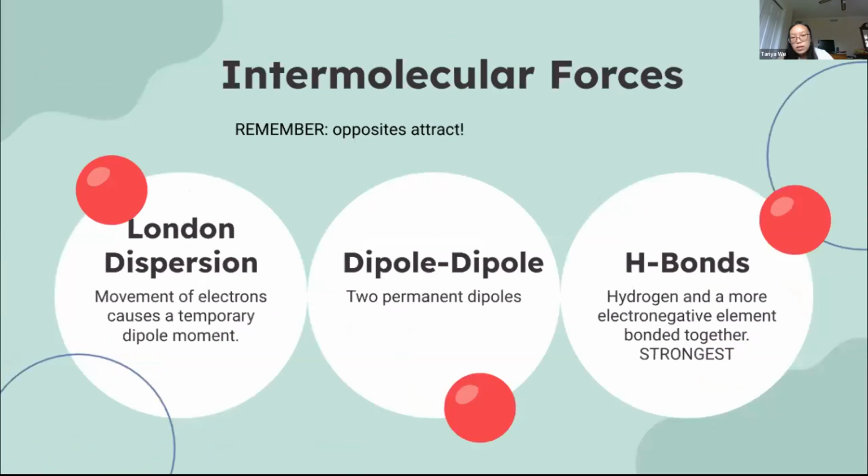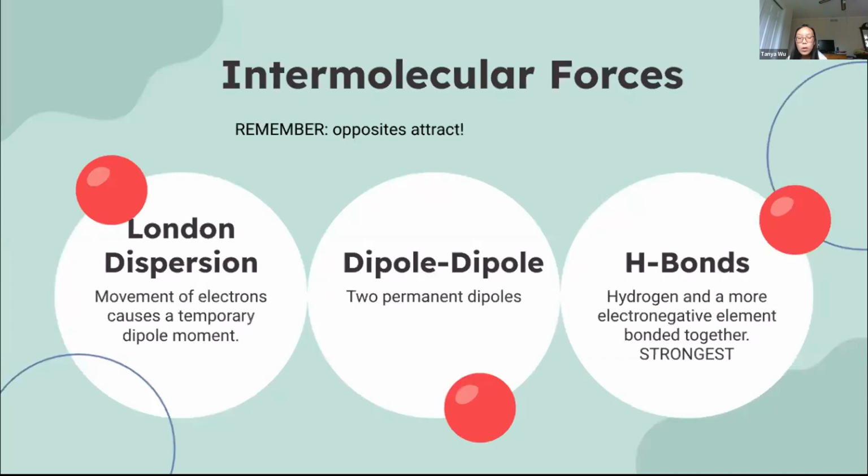So these are the three intermolecular forces that we're going to do. And you have to remember that opposites attract. London dispersion forces: when you have a molecule or an atom or anything, the electrons are always moving and have velocity. At a certain moment, just randomly, there may be more electrons on one side than the other side, which causes a temporary dipole moment. And this can help induce a different temporary dipole moment in a nearby molecule or atom.